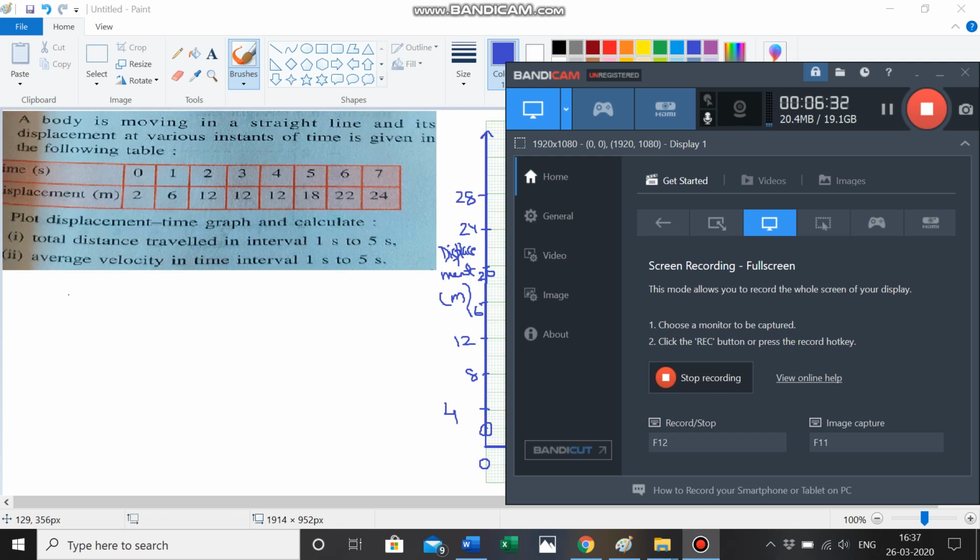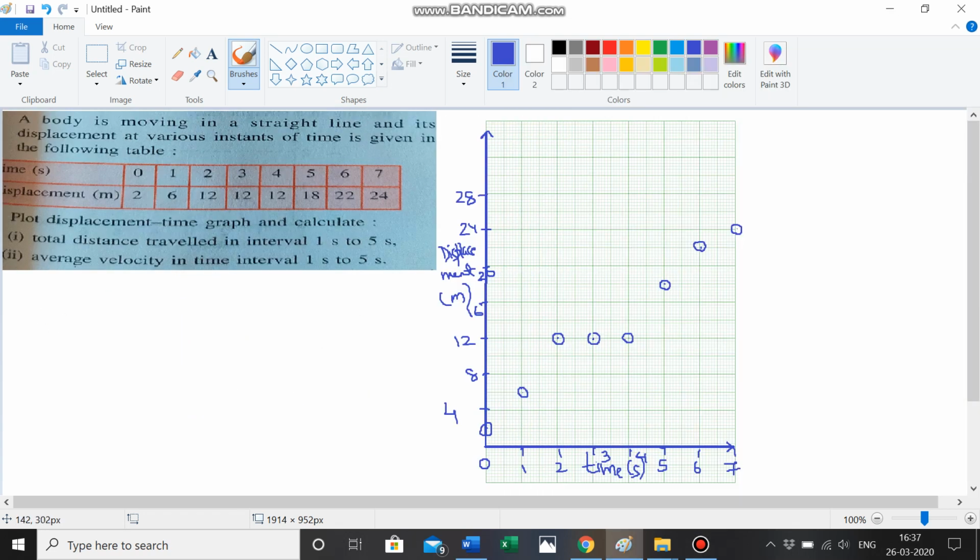So let's move on to question number 3. Question number 3 is given here. A body is moving. I've already made the basic graph. I have plotted 0 second, 0 displacement, 1 second, 6, 2, 12, 3, 12, 4, 12, 5, 18, 6, 22, and 7, 24. I need to make a graph. So I will again use a ruler to join them directly. I am using soft freehand. You should use a scale to join them properly.